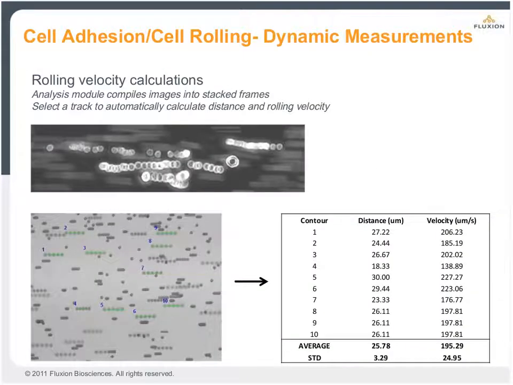So first we'll talk about capturing dynamic data for cell rolling. This is really the first step of cell adhesion. What you can see at the top of the slide is a stacked micrograph over 30 time points where the cells that appear as white circles are rolling on the substrate, which in this case is VCAM1. The distance versus time can be measured to determine the velocity using the BioFlux software. This can be used to characterize receptor-ligand interactions, response to inhibitors, or other variables like different cell types, mutations, and that sort of thing.